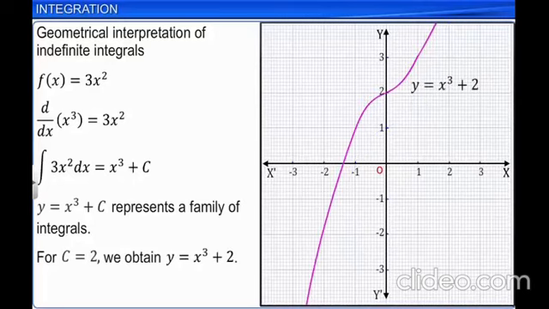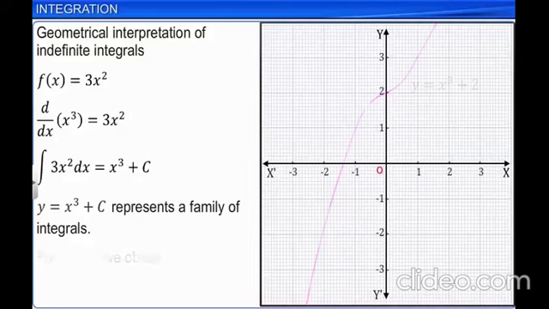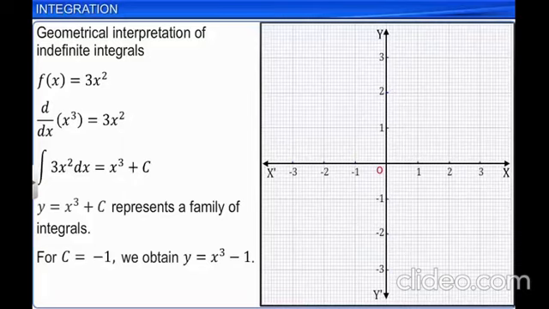For c is equal to minus 1, we obtain y is equal to x cubed minus 1. The curve can be obtained by moving the graph of y is equal to x cubed 1 unit along the y-axis in the negative direction. In a similar way, for c is equal to minus 2, we have y is equal to x cubed minus 2, and the graph is as shown here.